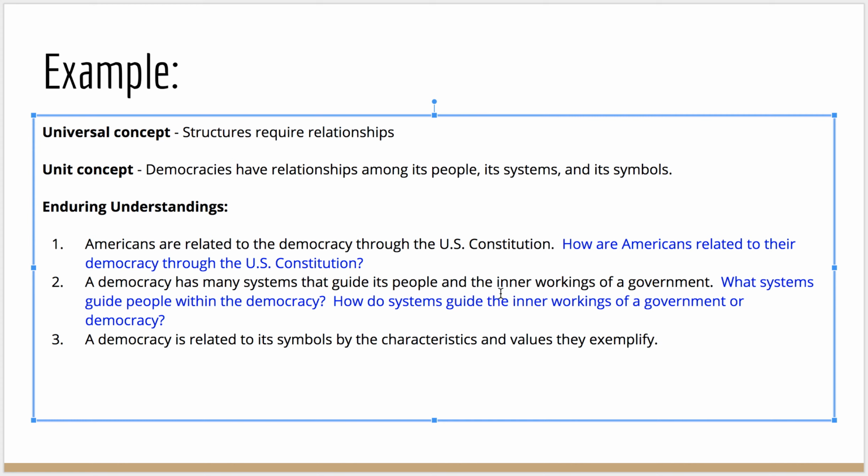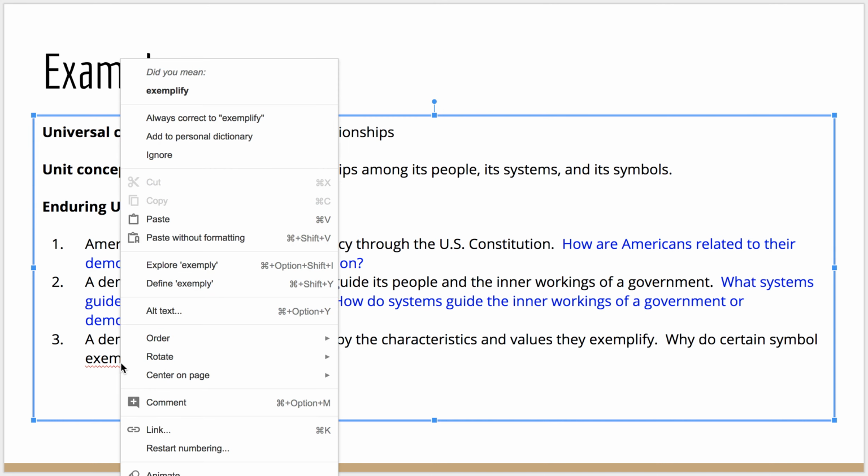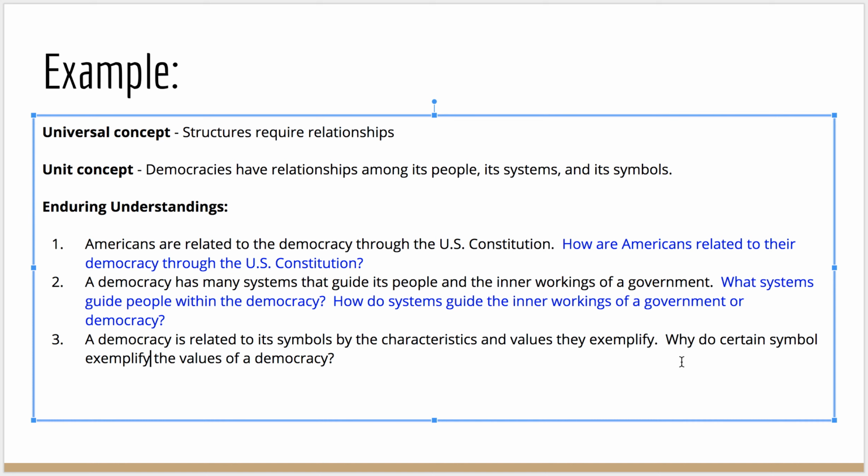That's going to happen sometimes because some of these understandings are going to be really meaty. So if I look at my third statement, a democracy is related to its symbols by the characteristics and values they exemplify. Let me think. A democracy is related to its symbols. Why do certain symbols exemplify the values of a democracy?